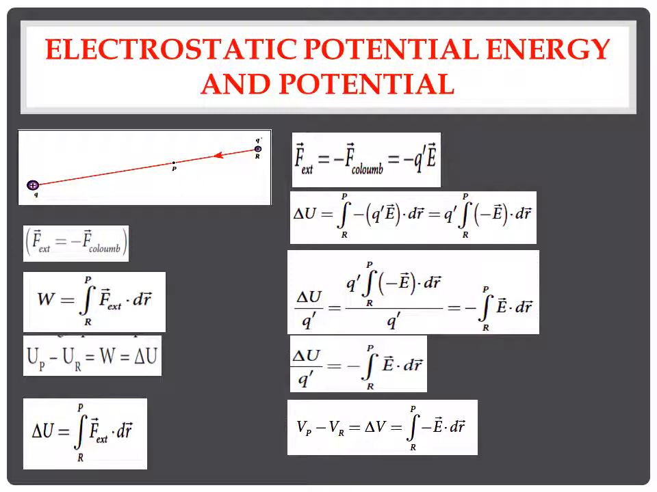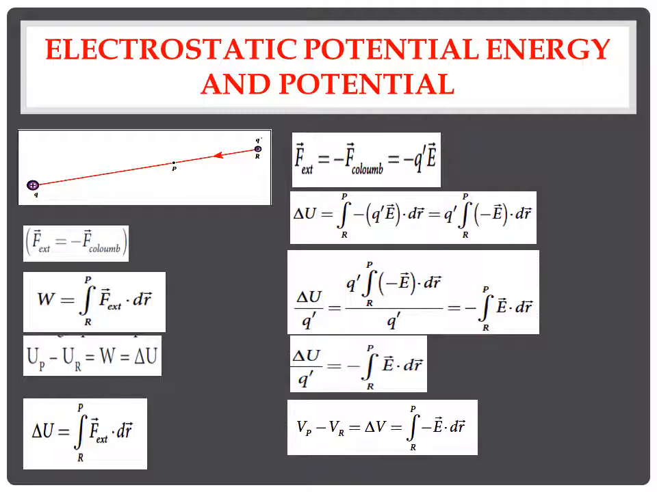This is referred to as the electric potential difference between P and R, and it is denoted as Vp minus Vr. And in other words, the electric potential difference is defined as the work done by an external force to bring unit positive charge from point R to point P. Therefore, we write it as Vp minus Vr is equal to del V, which is equal to integral of minus E vector dr. Thus, the electric potential difference can be written as del U by Q dash.